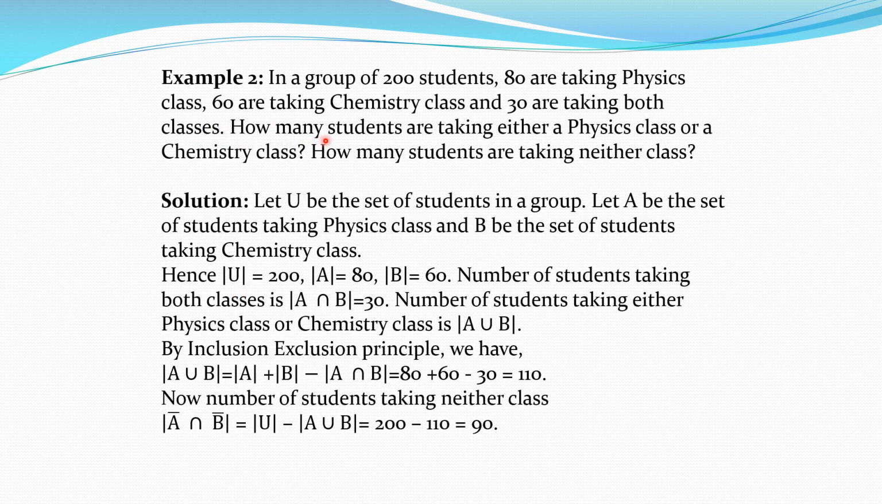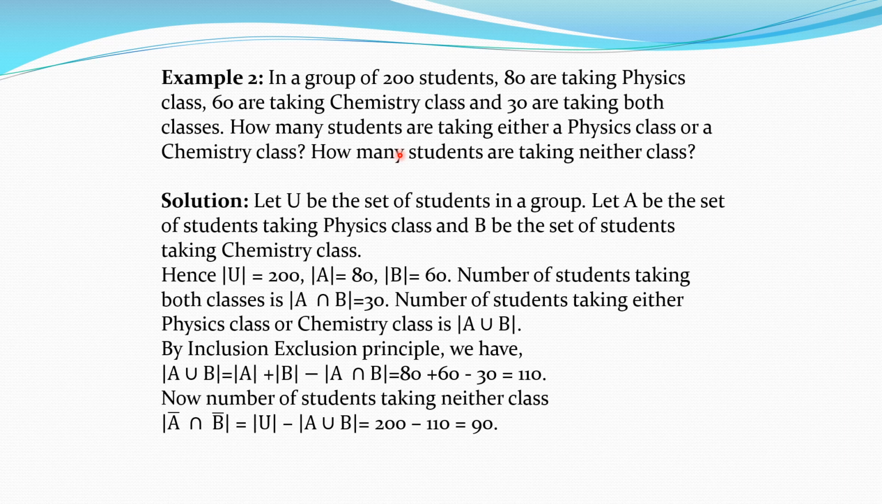Now, first question, how many students are taking either a physics class or a chemistry class? It means we want to find how many students are there either in A or in B. That is nothing but the cardinality of A union B. So again, by the inclusion exclusion principle, it is cardinality of A plus cardinality of B minus cardinality of A intersection B. Now these three values are known to us, so just substitute the values. So the answer is 110.